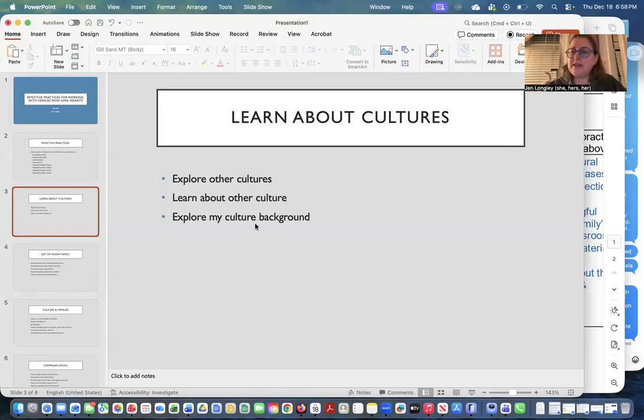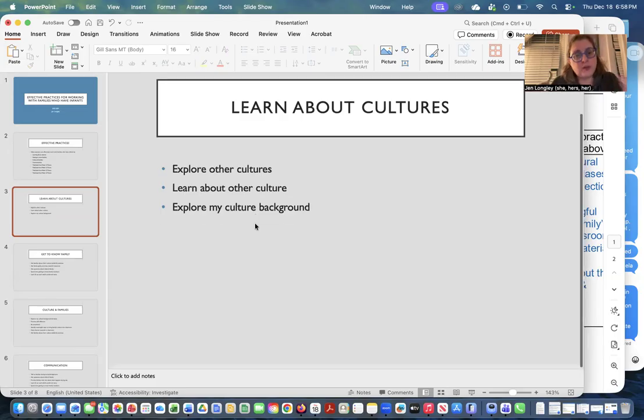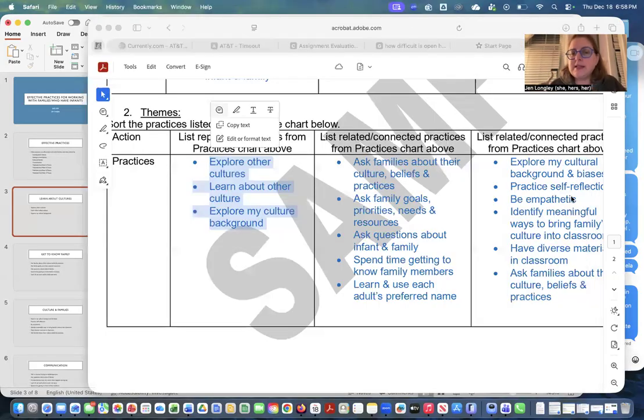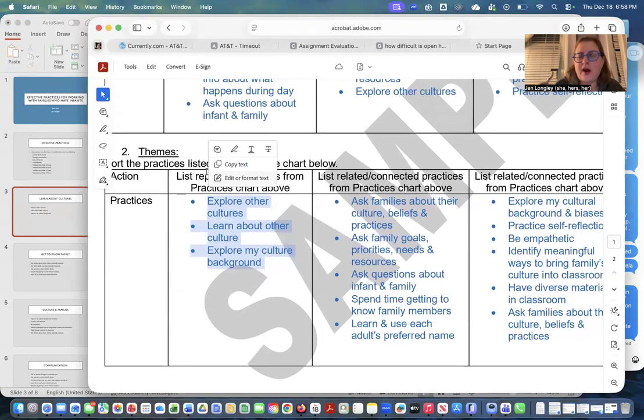Okay. And I'm basically saying to infant teachers, how do you effectively work with families? You learn about cultures. What does that mean? You explore other cultures. You learn about other cultures. You explore your own cultural background. This is copied directly from your week, in this case, your week 5 chart or your week 12 chart. These are the practices you sorted.